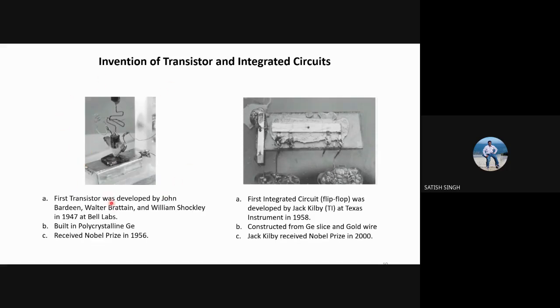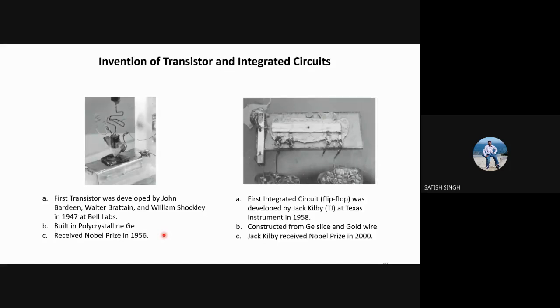This device replaced all the other vacuum tube devices. That's why it is called a major breakthrough in the semiconductor industry. In somewhere around 1947, we got a major breakthrough due to the invention of the transistor. It was built on polycrystalline germanium, and it is also called the point contact diode. You'll find that in the books. For their invention, they received the Nobel Prize in 1956. If someone gets a Nobel Prize for their invention, you can understand how important that invention may be.